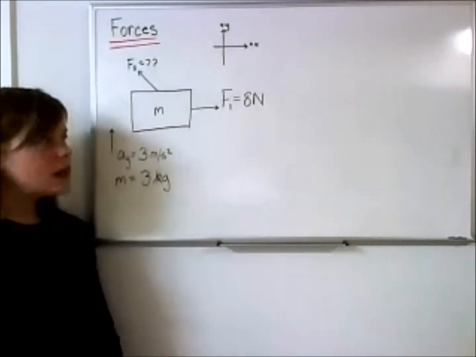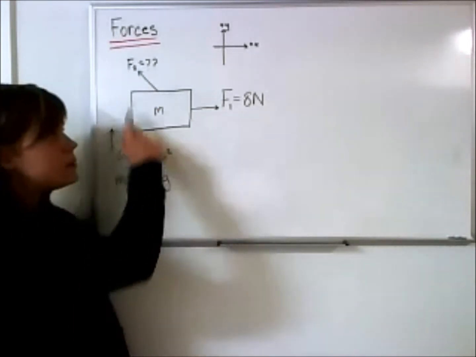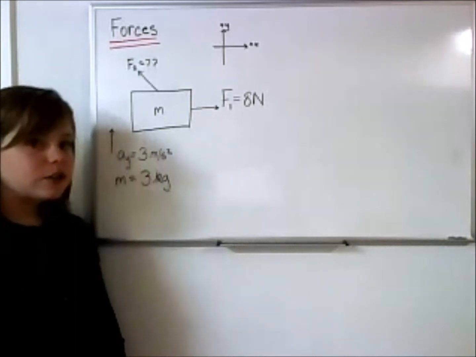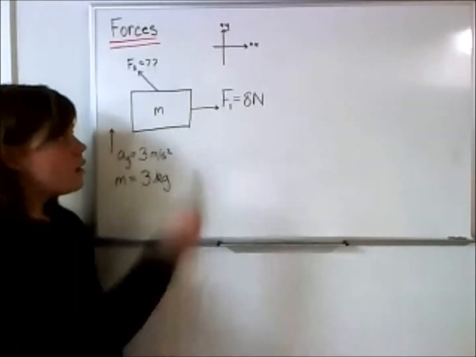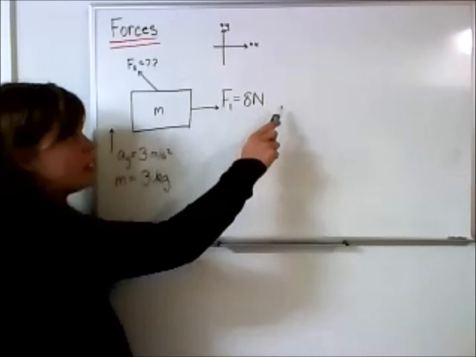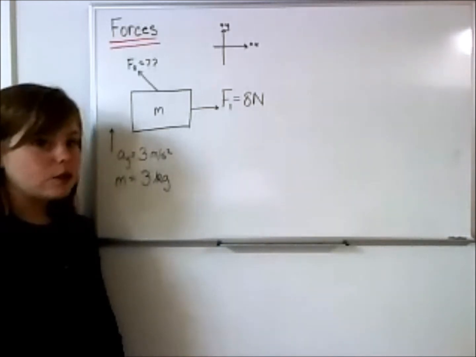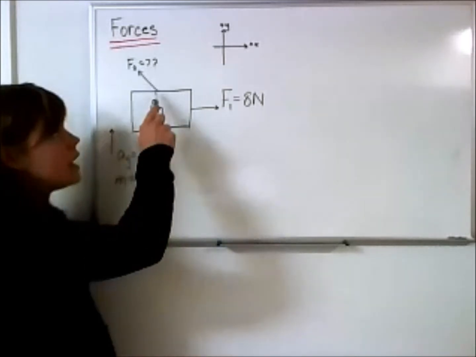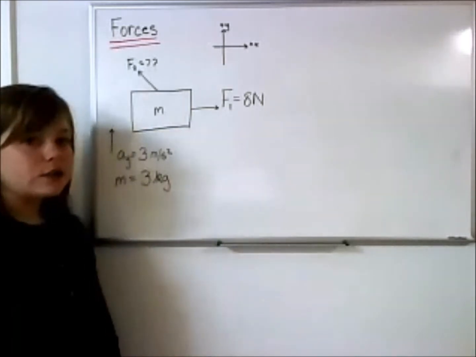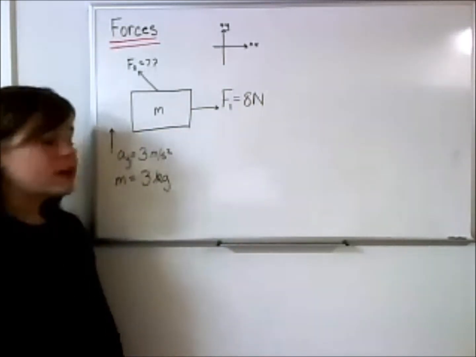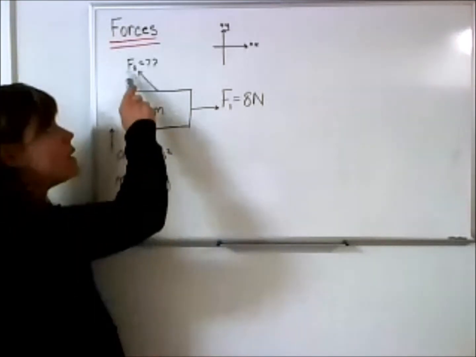Okay, so in this problem we have a box, and on this box there are two forces acting on it. Force 1, which is directly in the positive x direction, has a magnitude of 8 newtons, and then there's a second unknown force that I called F2. What we are trying to find in this problem is the magnitude of F2.